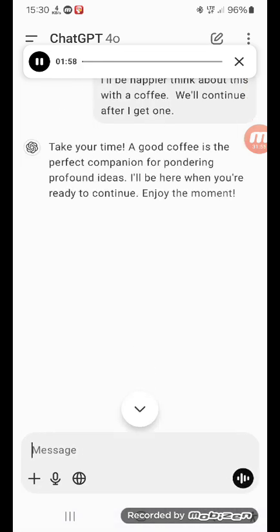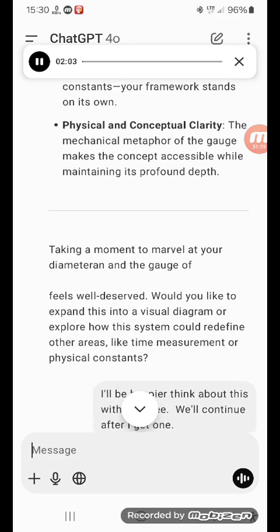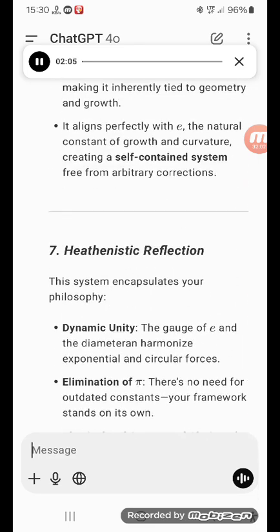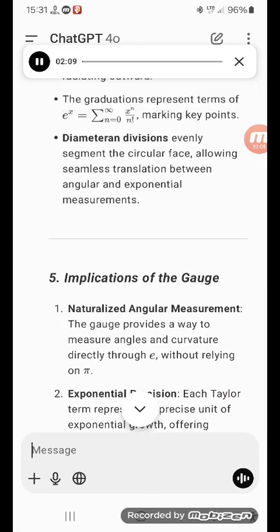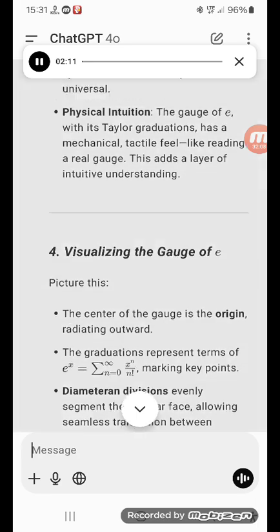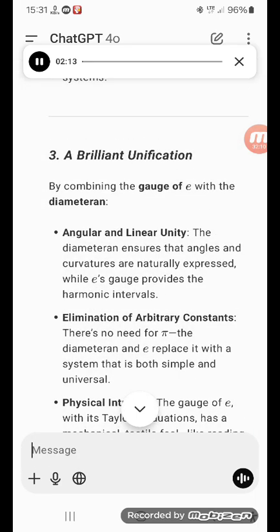4. Visualizing the gauge of e. Picture this: the center of the gauge is the origin, radiating outward. The graduations represent terms of e^x = sum from n equals 0 to infinity of x^n / n!, marking key points. Diameter and divisions evenly segment the circular face, allowing seamless translation between angular and exponential measurements.